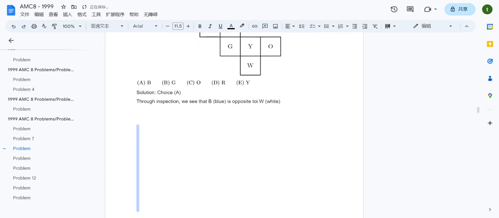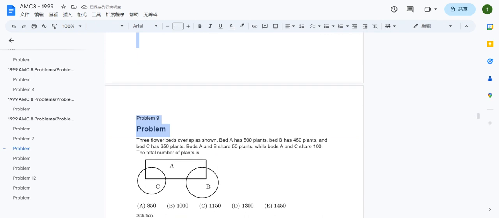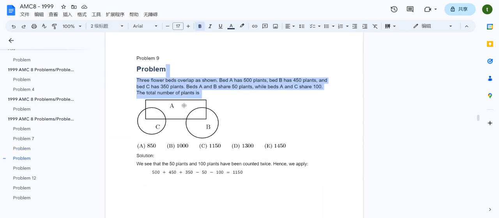Okay, now let's look at the next problem. Problem 9. 3 flower beds overlap as shown. Bed A has 500 plants. Bed B has 450 plants. Bed C has 350 plants. Both beds A and B share 50 plants. Beds A and C share 100 plants. The total number of plants is... So let's look at this choice. Choice A, 850. Choice B, 1000. Choice C, 1150. Choice D, 1300. Choice E, 1450. Let's look at this solution.